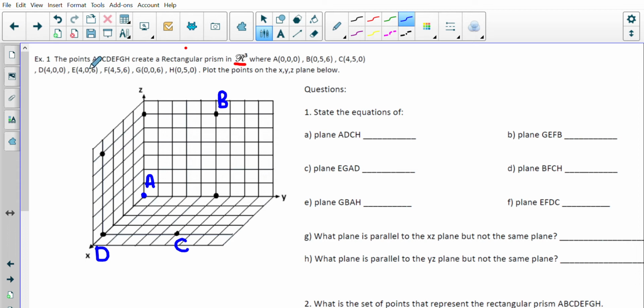E is 4, 0, 6. So 4 out, then 0, and then up. So E is right there. G is don't come out, don't go right, but just go up. And so there's my G value right there. And again, it's just labeling points here on our graph. So then H is 0, 5, 0. So don't go out, go 5 to the right, and then there is H. All right, and which one are we missing here? F. Oh, how did I just skip by F? I have no idea. But anyways, we're missing F, which is 4, 5, 6.